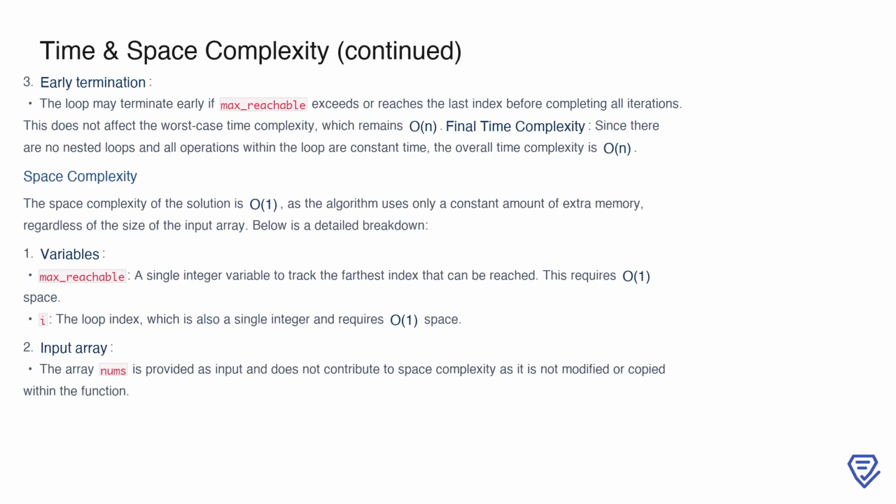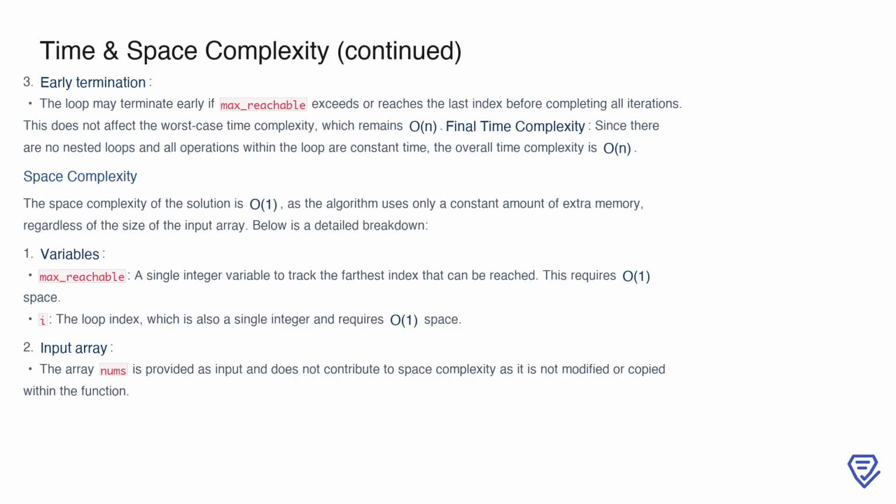Now, in some cases, the loop can terminate early if the maximum reachable index already covers or exceeds the last index before completing all iterations. However, this early termination does not affect the worst-case time complexity, which remains O(n). This is because the early exit only reduces the number of iterations in specific scenarios, but in the worst case, the loop still traverses the entire array.